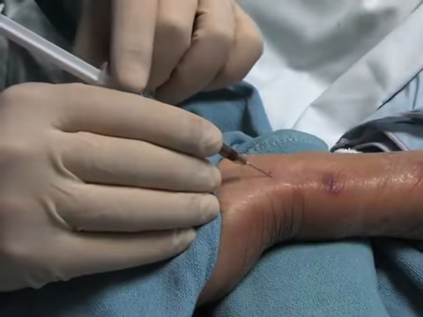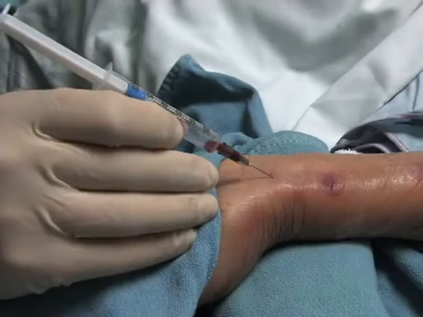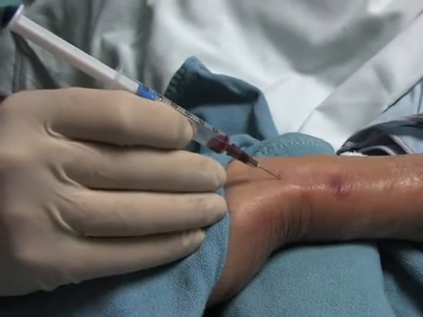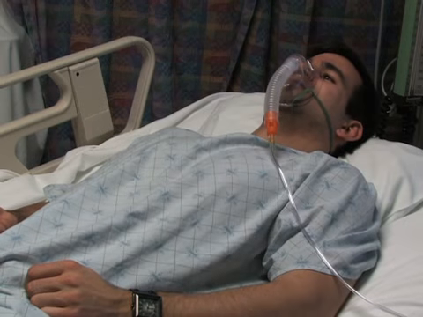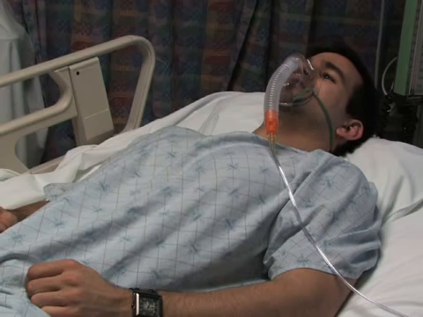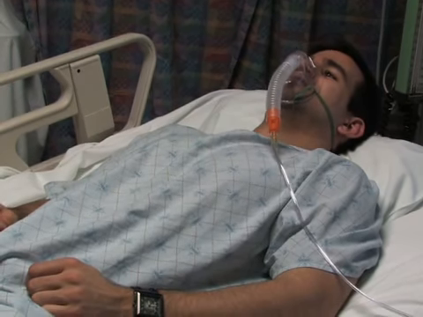Puncture of the radial artery is the preferred method of obtaining an arterial blood sample for blood gas analysis. The chief indication for measurement of arterial blood gas level is to obtain values for the partial pressures of oxygen and carbon dioxide, and for arterial pH. This information is needed when assessing a patient with acute severe respiratory distress.